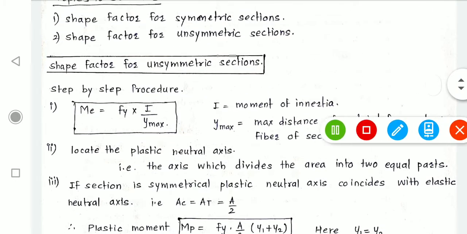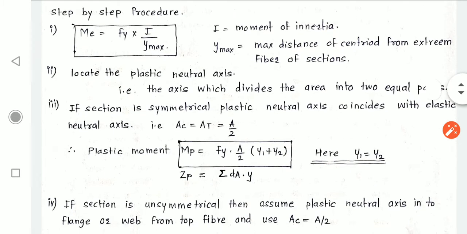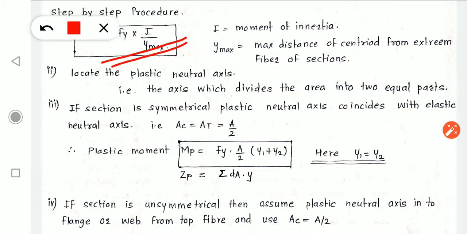Here we are doing it for symmetrical sections, not for unsymmetrical sections. Okay, so be focused. Now the first step is understood, finding the moment in the elastic stage. The second step is to calculate the plastic neutral axis, where it lies.